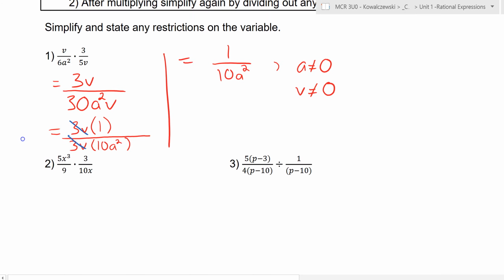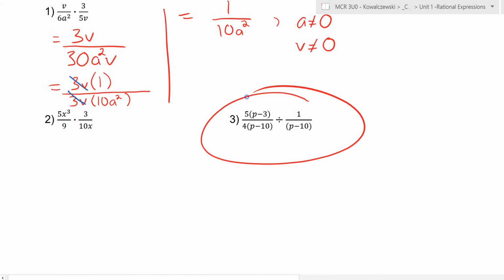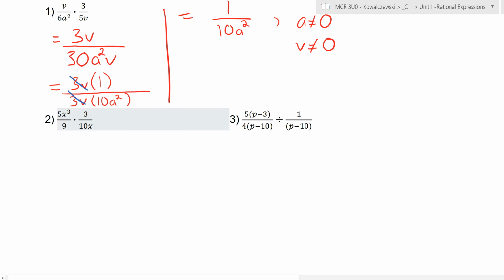We'll do this second example in class, but this one, example number 3, I'd like to take a look at. Now, both of these expressions are already simplified. You see that we have common factors here of 5 and 4 in this expression. And we also have p minus 10. Now, it's in brackets here for a reason. We'll see that a little bit later. But everything's already been simplified first, so there's nothing more I can do.